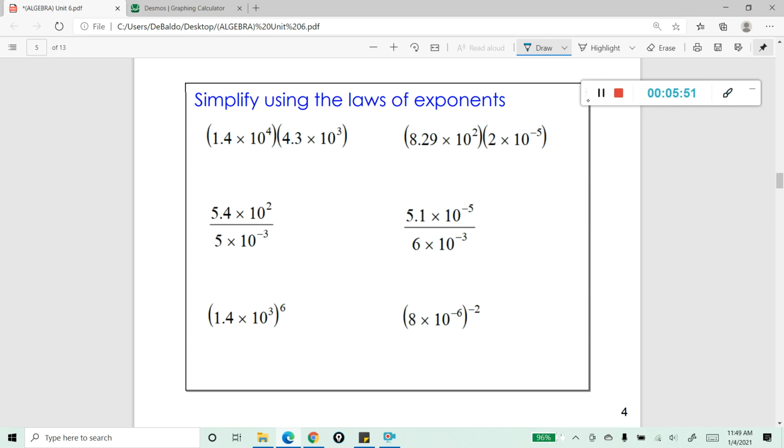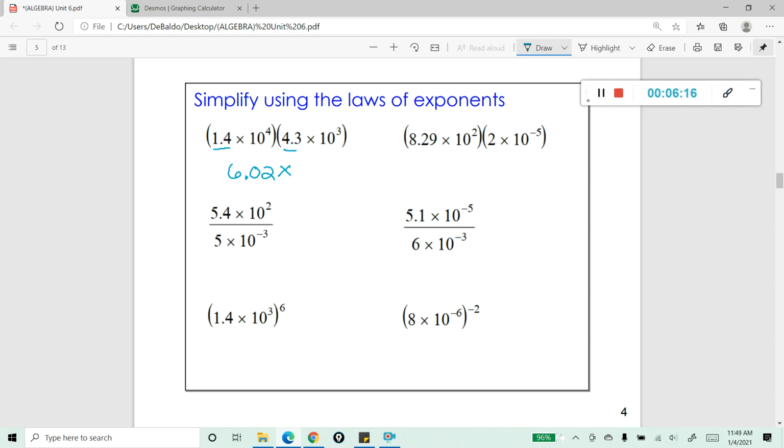So what I want to do is, when I have a situation where I'm multiplying 2 numbers that are in scientific notation, I'm going to start with the base number. So use your calculator or use Desmos to multiply 1.4 times 4.3. And that's going to give me a number of 6.02. And of course, I'm going to put the times in there because I want to figure out what the scientific notation is.